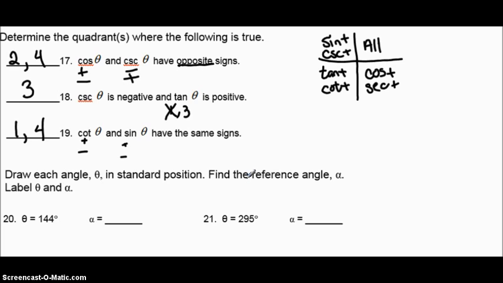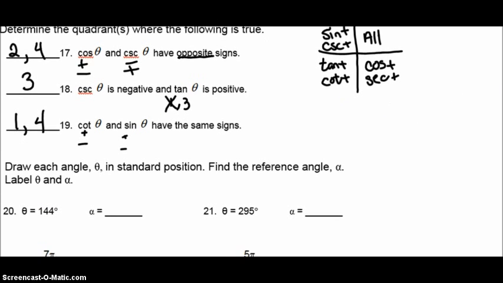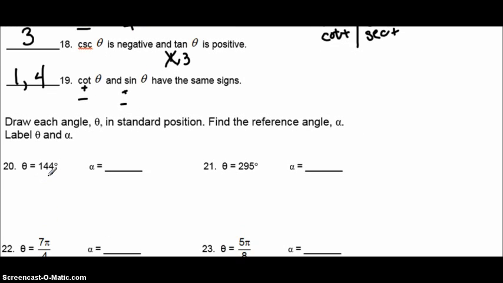All right, now this next section: draw each angle theta in standard position, find the reference angle alpha, and label both theta and alpha. So let's take a look here. 144 degrees. Okay, standard position, so draw axes. We're going to start here, 144 degrees. We're coming across, and it'd be somewhere in this quadrant. I think I've gone a little past where it would be, but that's roughly 144 degrees, so that's theta.